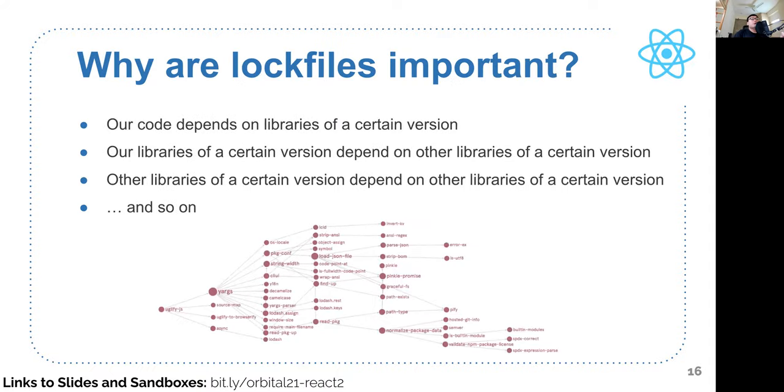Lock files are important because our code usually depends on third-party libraries of a certain version. Suppose I write a library of version 2.0.0, and I can only be sure that my library works with two other libraries of another certain version. So our code depends on libraries of a certain version, and these libraries also depend on other libraries of a certain version, and so on and so on.